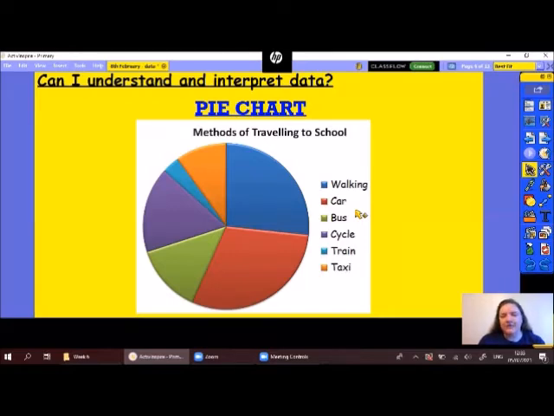Now, pie charts are great, but they're quite difficult to make. You need a lot of understanding, and you need to know how to use a protractor. So we don't recommend that yet. You'll learn that more in Year 5 or Year 6. For now, we just learn how to interpret them, how to make sense of them.